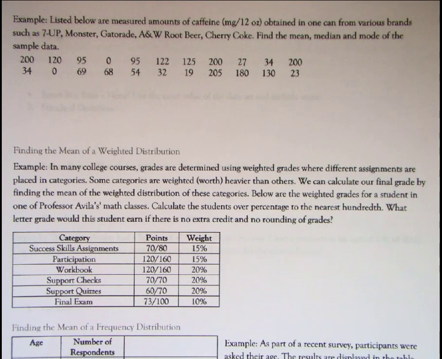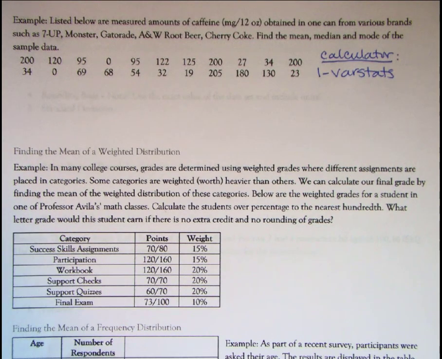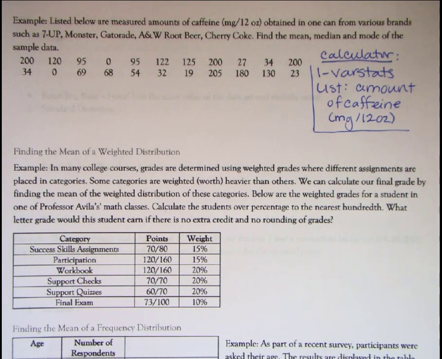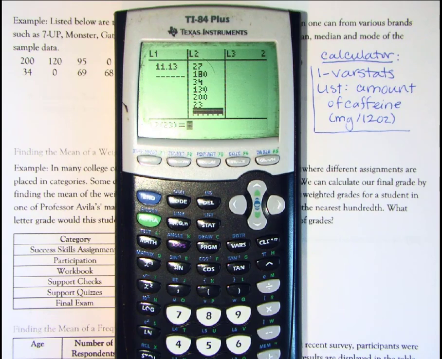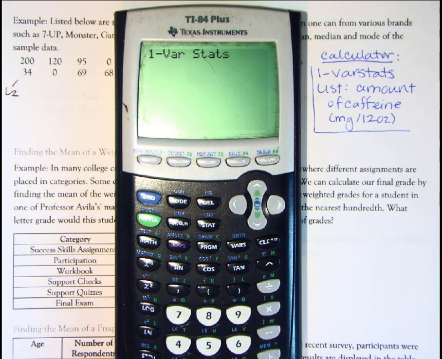First, enter this data into the list feature of your calculator. Next, I'm going to write down exactly what I'm using in my calculator feature, which is my 1-var stats, and then identify what is in my list. This is an amount of caffeine in milligrams per 12 ounces. So here I've entered my data into the calculator into list 2. I'm going to write that on my paper so I don't forget. Now I'm going to calculate.